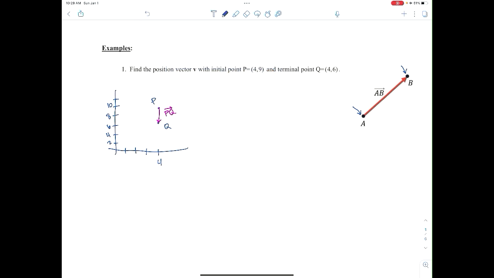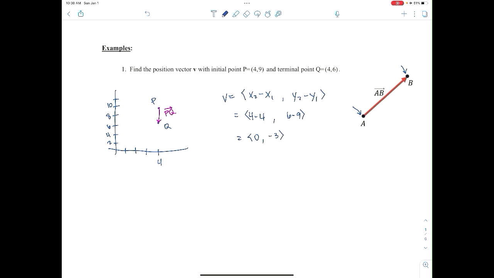So let's find the position vector. Let's find out what the components of that PQ vector are. And in order to do that, we will use our formula V equals, and we're going to be taking x2 minus x1 and also y2 minus y1. And this is going to be 4 minus 4 and 6 minus 9 based off of the coordinates that P and Q are at. 4 minus 4 gives us a 0, and 6 minus 9 gives us a -3.